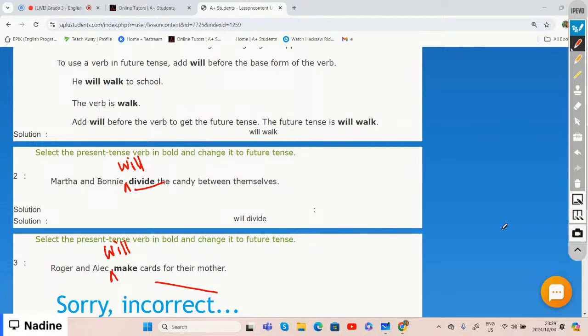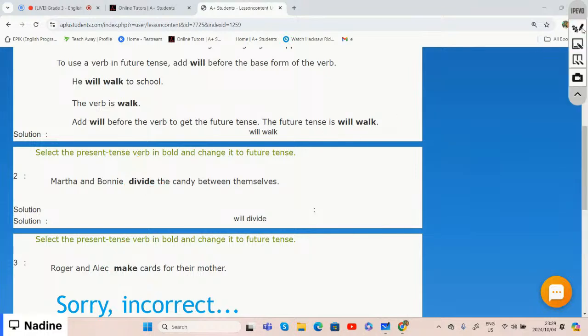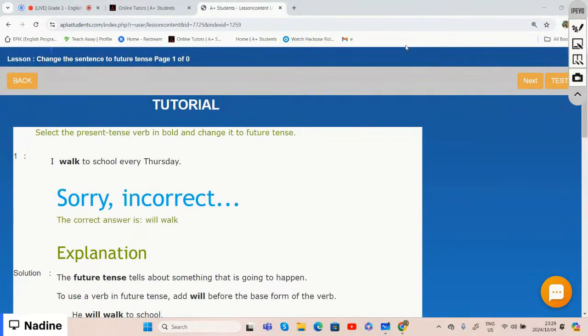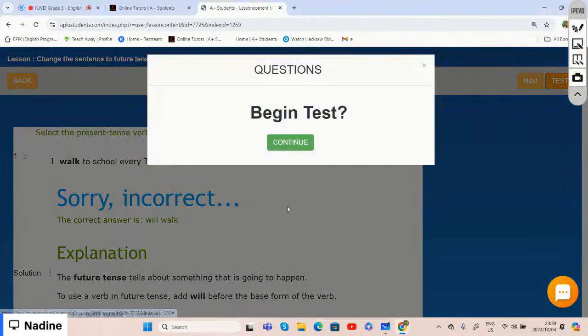All right. So now we're going on to, all right. So now we're going to change the sentences to future tense and we're going to our test.